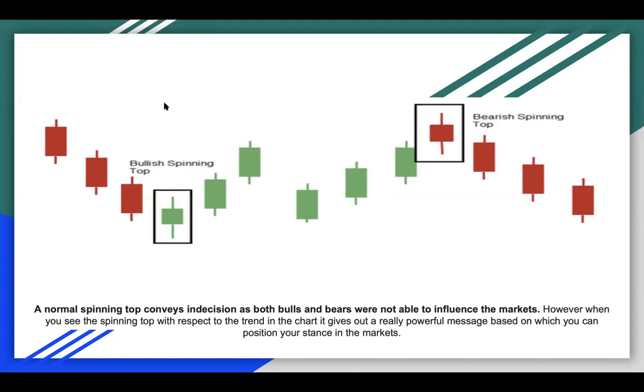Whenever I see an uptrend and then I see a spinning top, I want to see whether my indicators are telling me that there might be a potential reversal. Now, the next candle might confirm that.